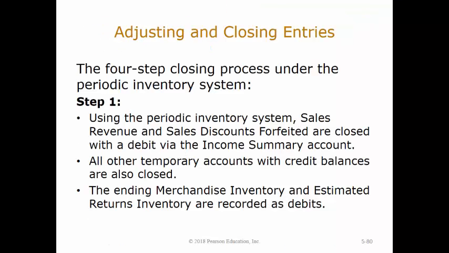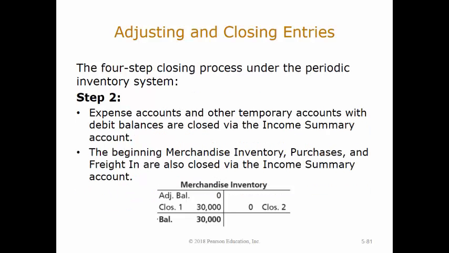There is a 4-step closing process under the periodic inventory system. Step 1, using the periodic inventory system, sales revenue and sales discounts are closed with a debit via the income summary account. All other temporary accounts with a credit balance are also closed. The ending merchandise inventory and estimated returns inventory are recorded as debits. In Step 2, expense accounts and other temporary accounts with debit balances are closed via the income summary account. The beginning merchandise inventory, purchases, and freight in are also closed via the income summary account.